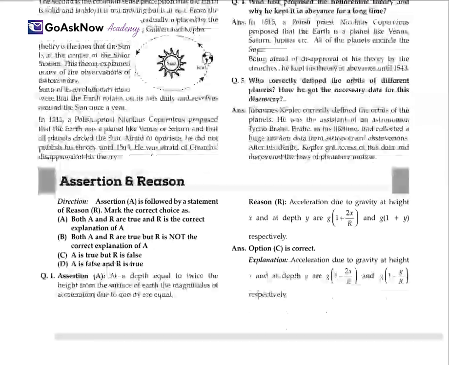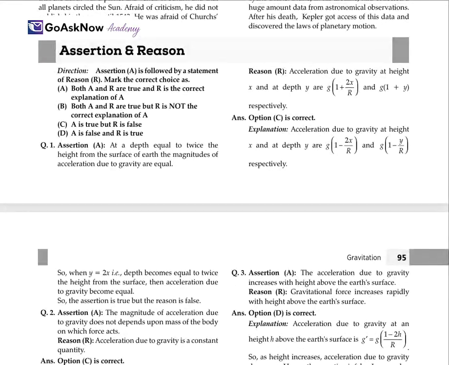Then the assertion and reason based questions. Here we have an assertion and a reason, and on the basis of that, we have to conclude. Option A: both A and R are true, and R is the correct explanation for A. Option B: both A and R are true, but R is not the correct explanation of A. Option C: A is true, but R is false. Option D: A is false, but R is true. So we have to conclude on the basis of the assertion and the reason.